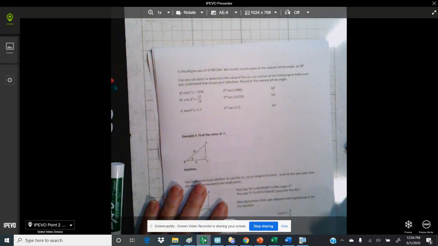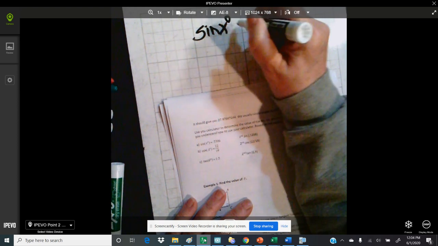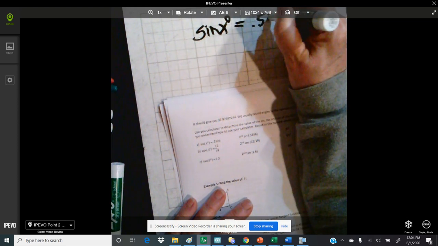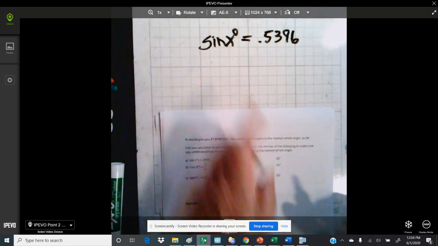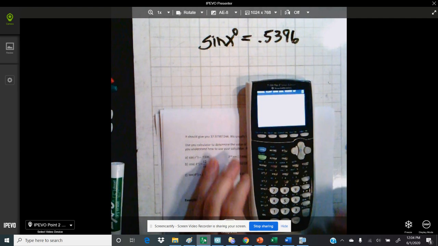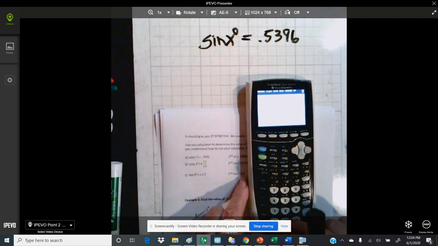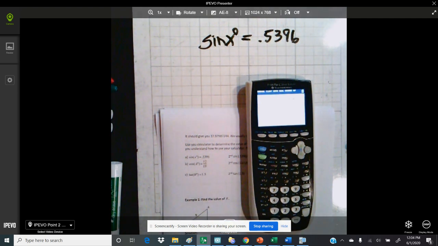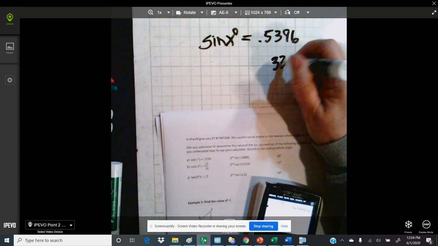Let's practice using your calculator a little bit. If you want to know what x is, and it tells you that the sine of x is 0.5396, because this is an angle that you're trying to find, you're going to go to your calculator. Because it's an angle, you're going to use the second button. So you go second sine, type in 0.5396 and hit enter. You'll see that it's 32.6, so we'll round it to 33 degrees.